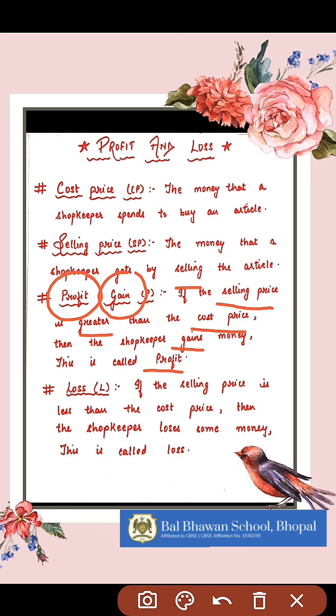On the other hand, if the shopkeeper has to sell it at a lower rate, then he has to face a loss. That means if the selling price is less than the cost price at which the item was bought by the shopkeeper, then the shopkeeper has to face a loss.